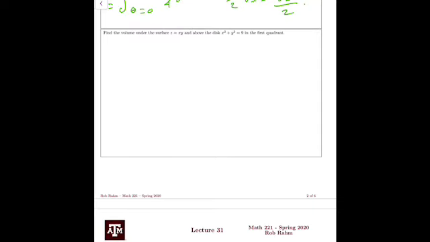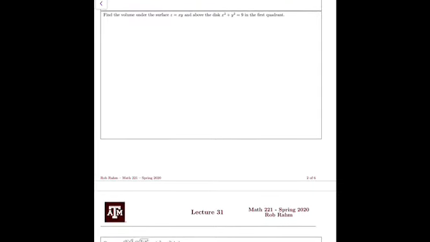Find the volume under the surface z equals xy, and above the disk x squared plus y squared less than or equal to 9 in the first quadrant. So again, let's sketch the region of integration. So the region of integration is going to be the quarter circle, or the quarter disk, of radius 3.